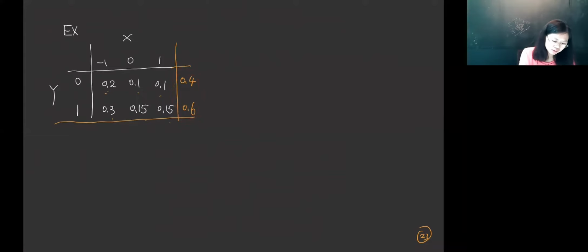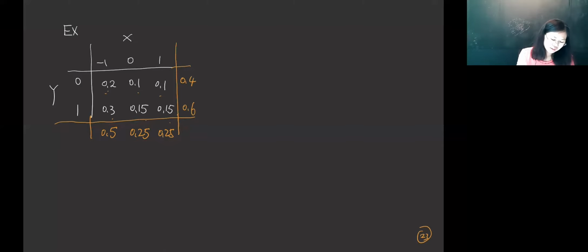To find the marginal distribution of x, we simply need to add up each of the columns. So for x equals -1, the probability is 0.5. For x equals 0, the probability is 0.25. And for x equals 1, the probability is 0.25. So these 3 numbers describe the marginal PMF of x.